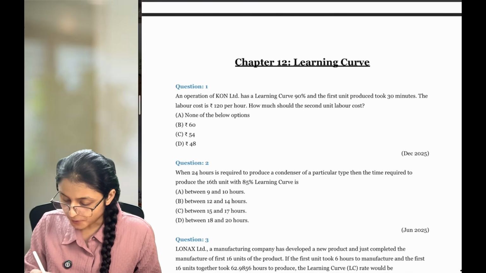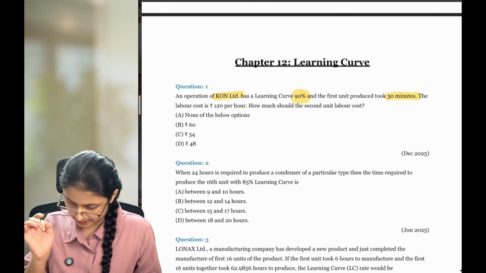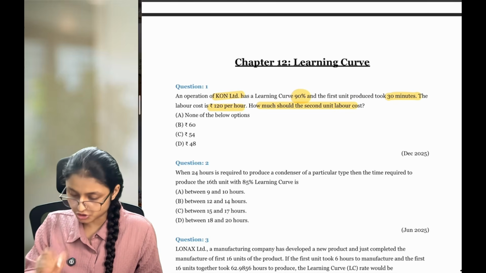So, learning curve. An operation of Con Limited has a learning curve of 90% and the first unit produced took 30 minutes. The labor cost is 120 per hour. How much should the second unit labor cost be?